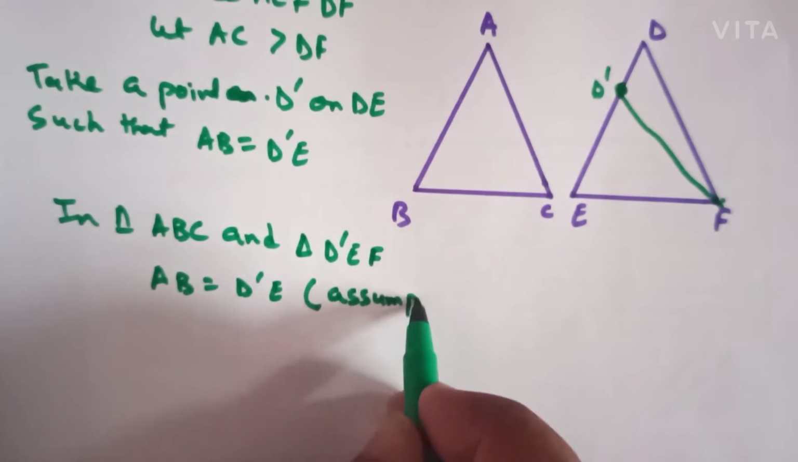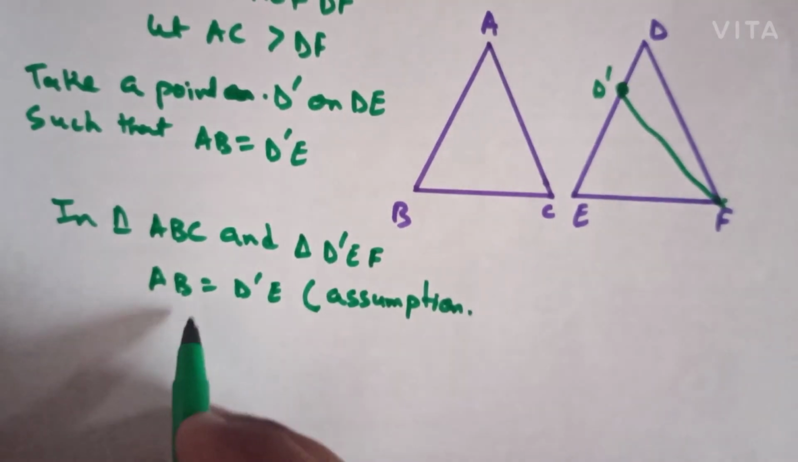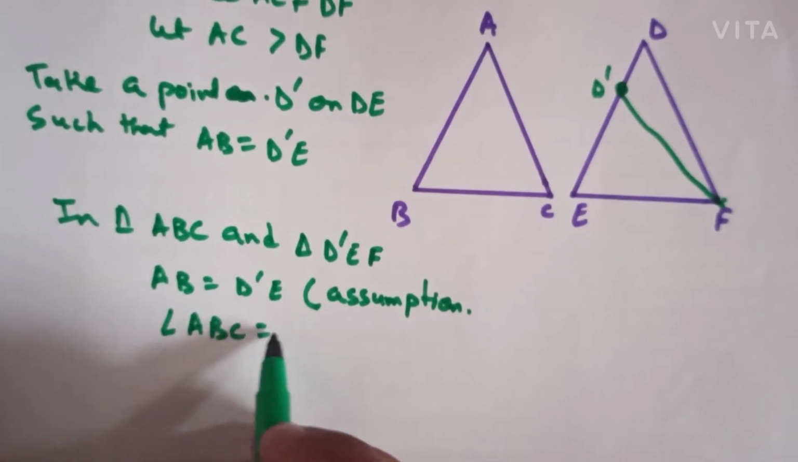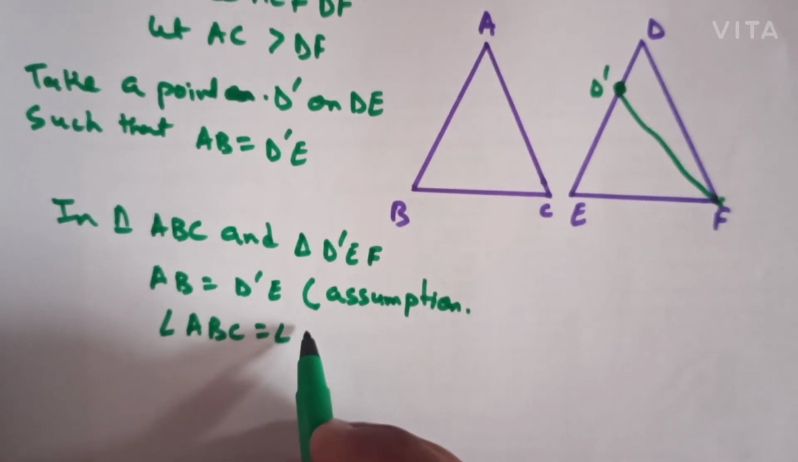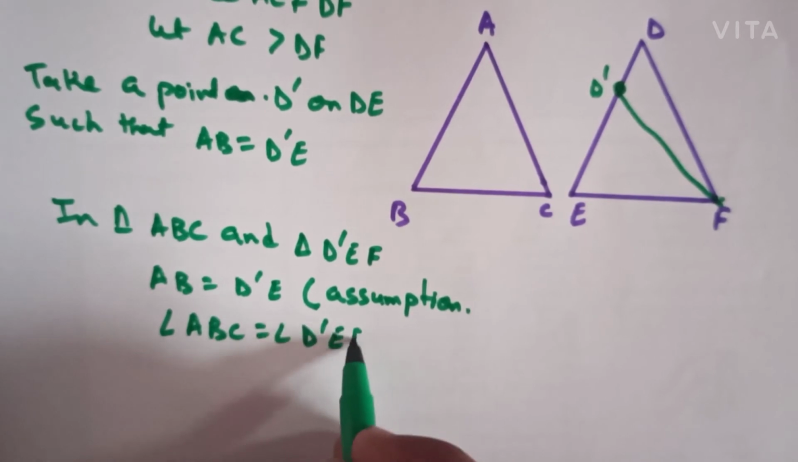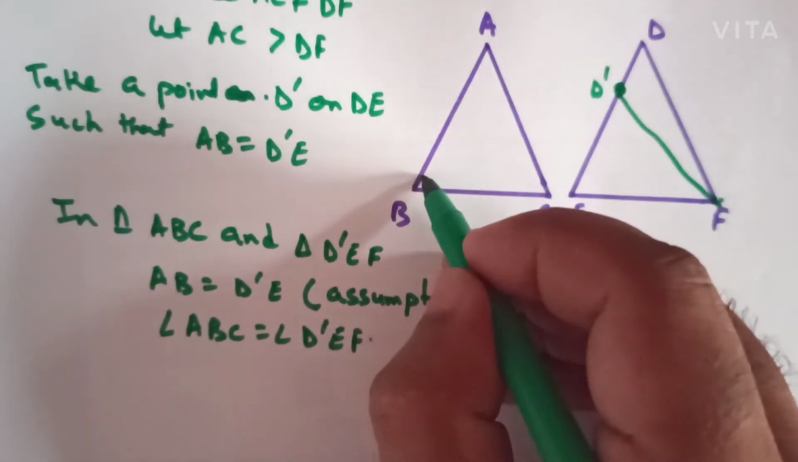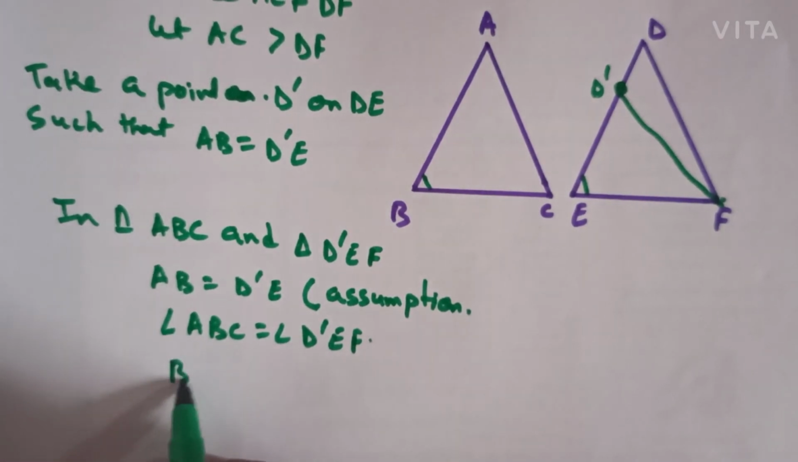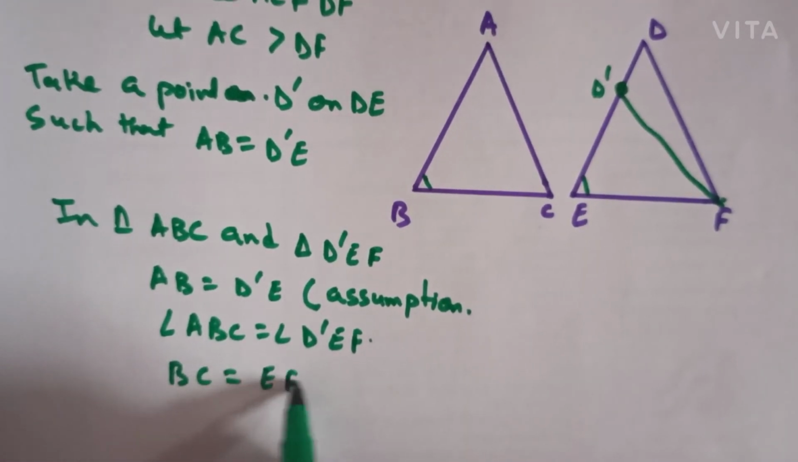We have assumed this. Angle B, that is ABC, is equal to angle E. This is given, that is D dash EF. This angle and this angle are given equal. And BC is equal to EF. This is also given.